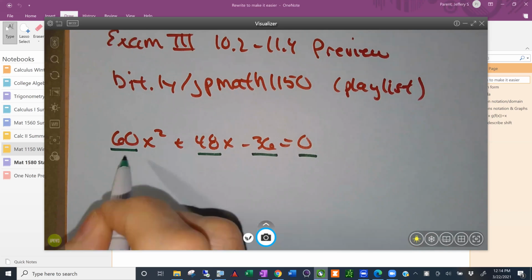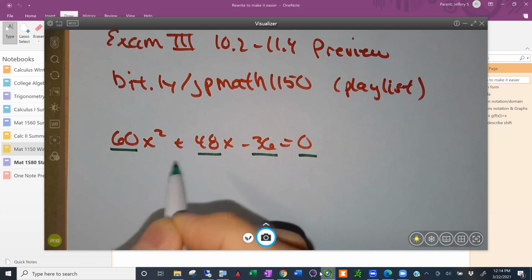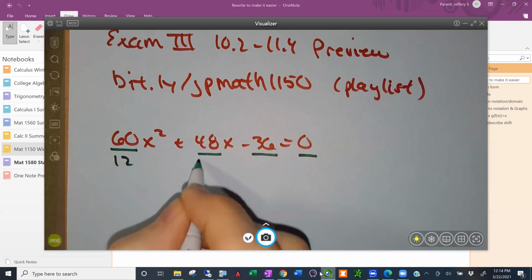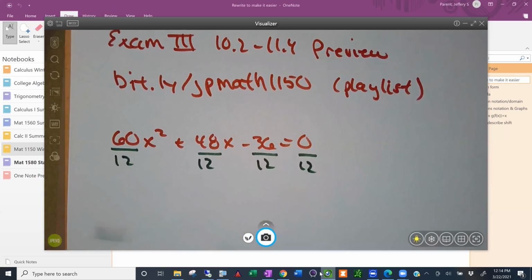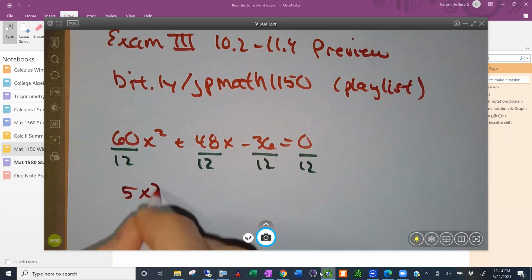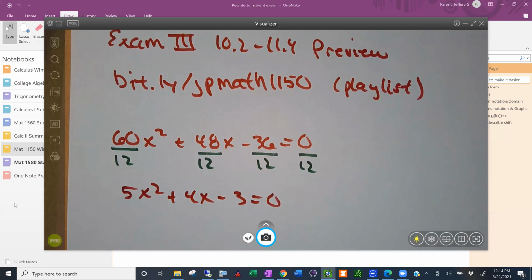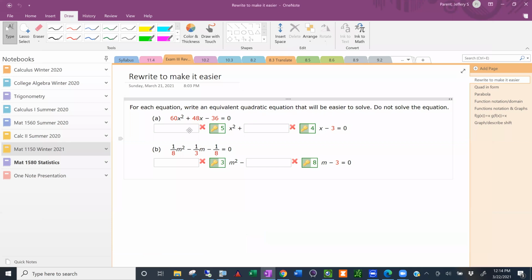Now, if you did 6, then what you'd see is that, oh, well, I can do it again with 2. But let's just do 12 right to start with. And let's see what that gives me. That gives me 5x squared plus 4x minus 3 equals 0. And on WebAssign, you just type in the 5 here, the 4 here, and it's already got the 3 there for you. So great. Let's take a look at another one, kind of like that.